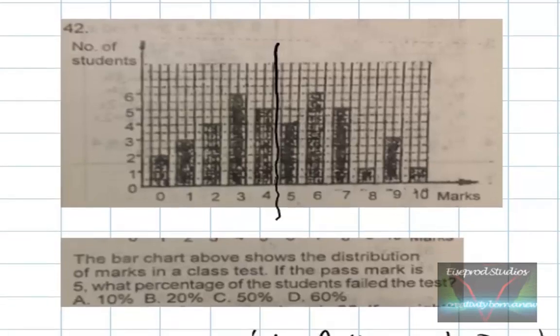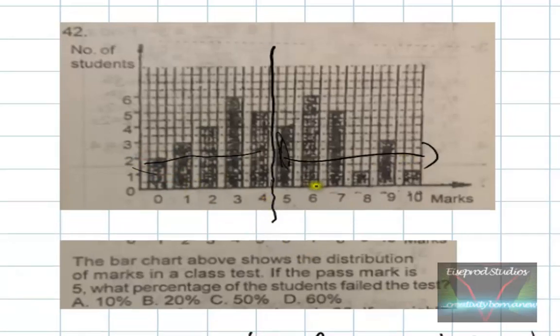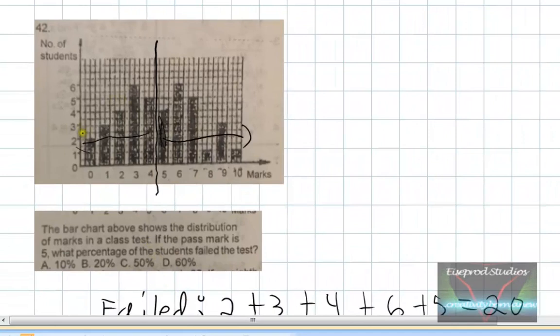Question 42 includes a bar chart, and it says the bar chart above shows the distribution of marks in a class test. If the pass mark is 5, what percentage of the students failed the test? So I drew a line to represent where the pass mark is. So the pass mark is 5, and anyone who did better than that passed. Anyone who did worse than that failed. Then I counted up how many students just failed. So this one came up to 2, so I wrote 2. Then I added 3, 4, 6, and 5. And that total came out to 20.